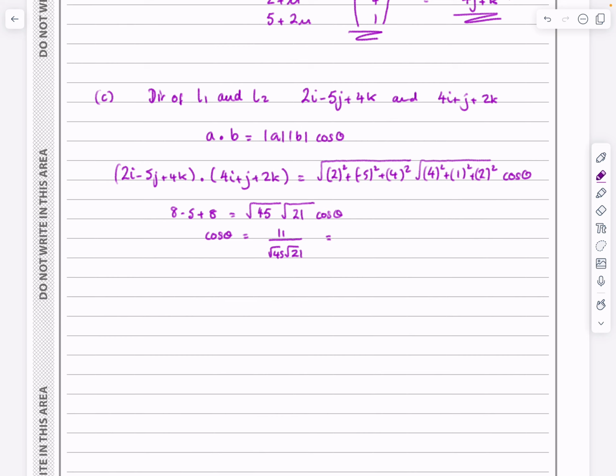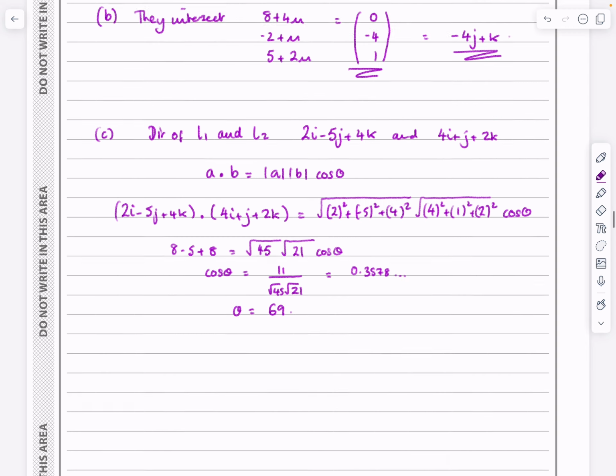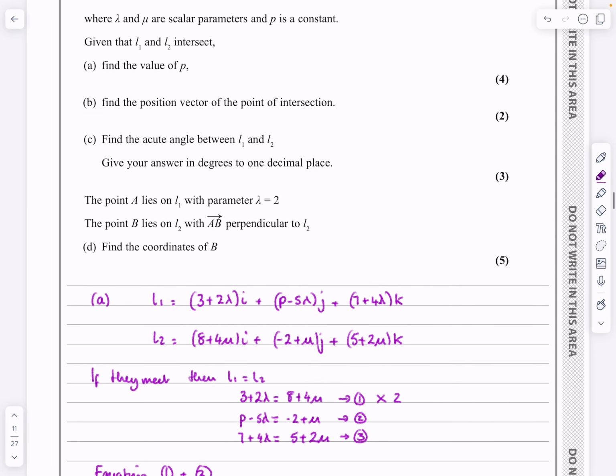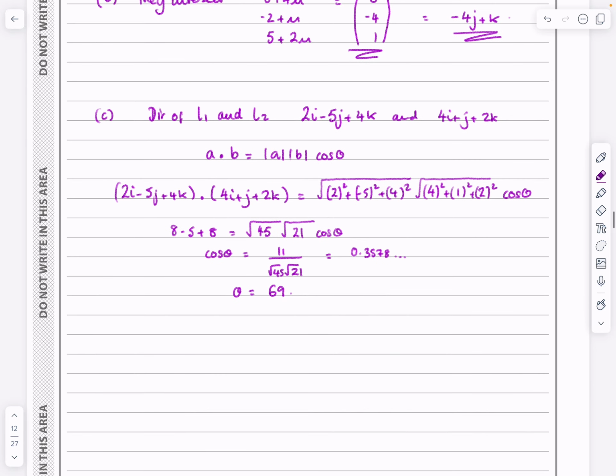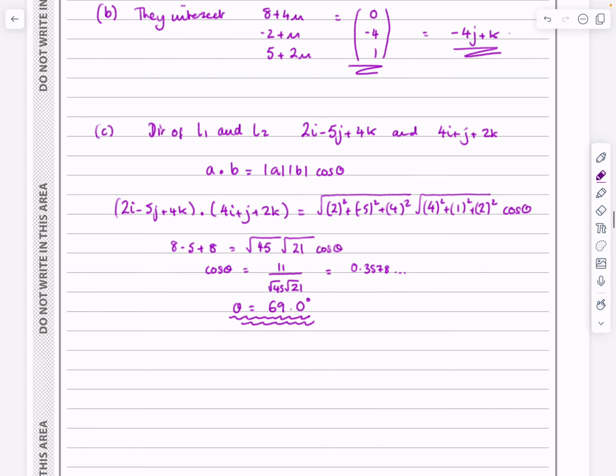If I do all that, that all works out to be, on the calculator, 0.3578, there's more numbers there. Inverse cos, though, gives me theta working out to be 69 point, what did we say? 1 decimal place. So 69 point, actually works out to be 69.0 in this case. So that's part C done as well.